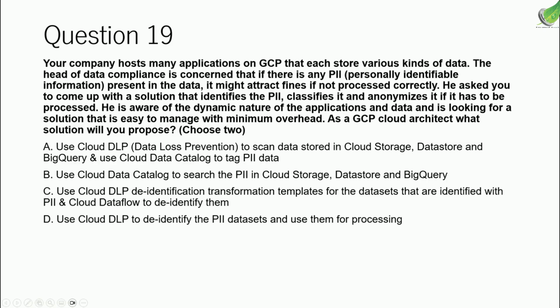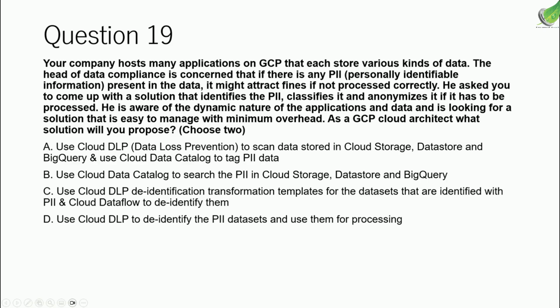A complete process for this involves 2 major phases. First, you need to discover where the sensitive data is. Second, you need to anonymize or de-identify that data at scale. With that in mind, let's look at our options. Let's start with option A.